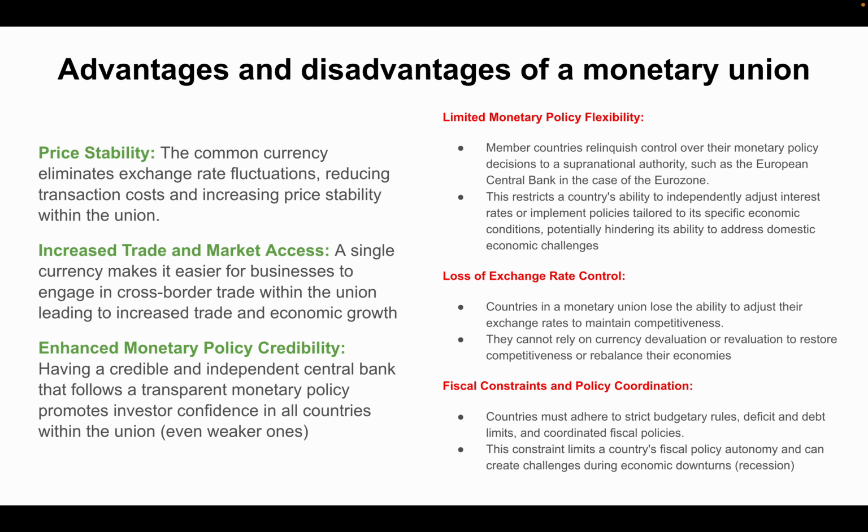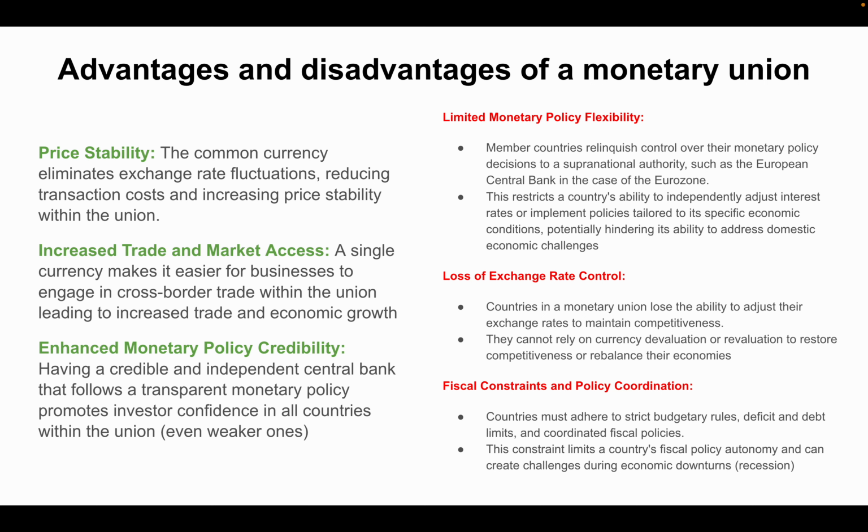And the second one I have is the loss of exchange rate control. Again, if you've learned the exchange rate unit, this is really helpful because you can see they can't devalue or revalue their currency, right? They can't sell their currency that much, and stuff like that. And they have some fiscal constraints in policy coordination.